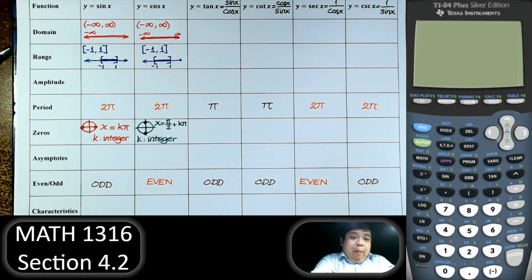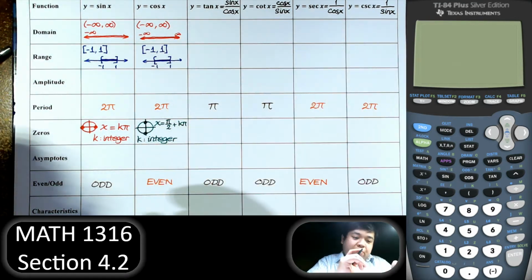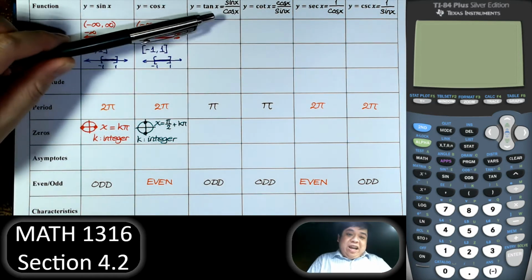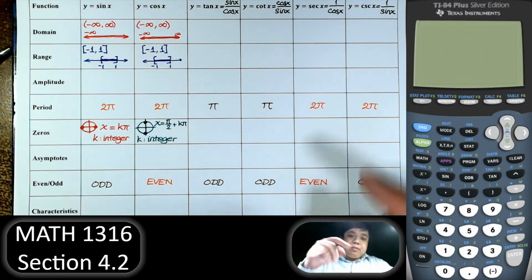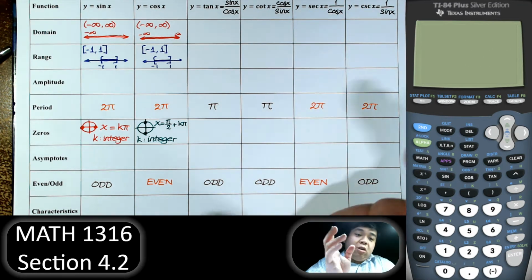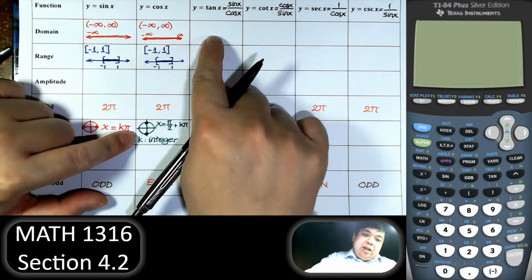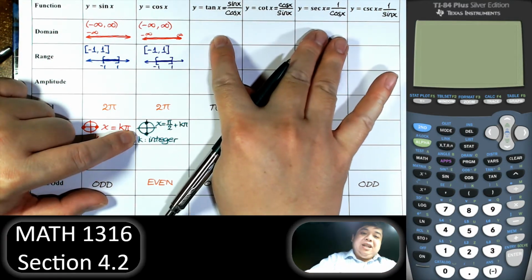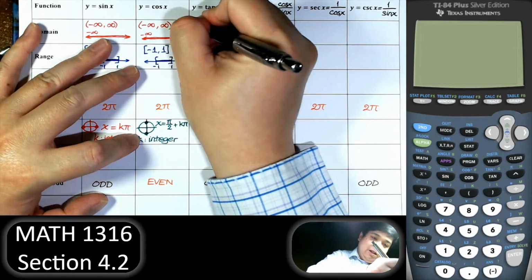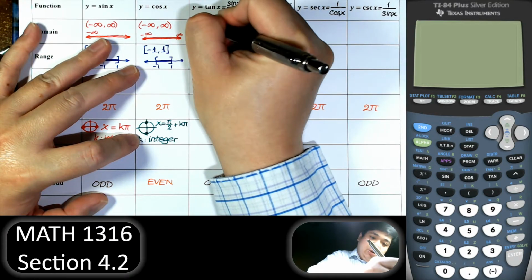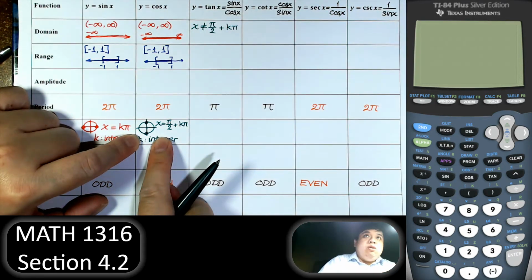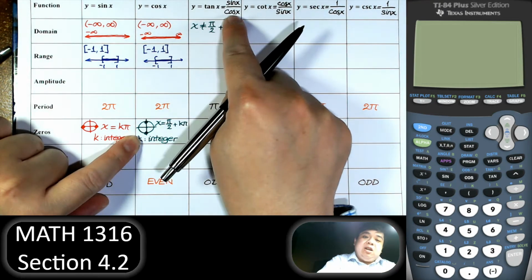Now, a lot of the graph will depend on this. For example, the domain: tangent is sine over cosine, secant is 1 over cosine. If cosine equal to 0, the function is undefined. So for tangent and secant, those two, the domain will be x not equal to pi over 2 plus k pi, because if cosine equal to 0, it is undefined.